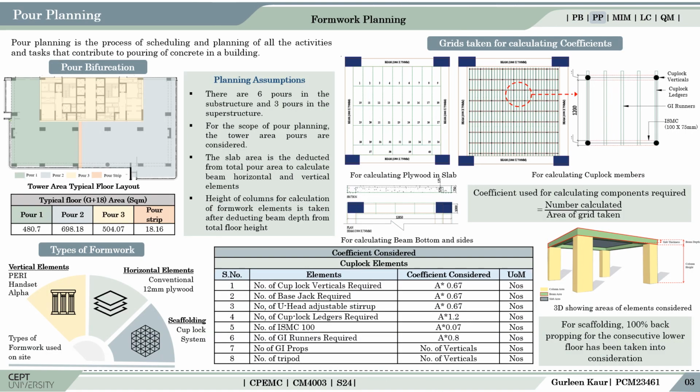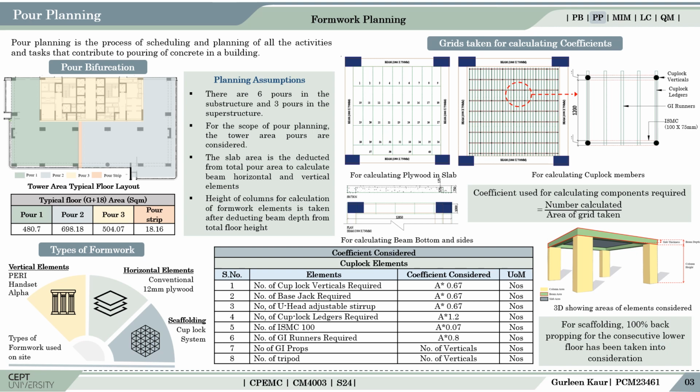Progressing to delve deeper into the content studied as a part of the studio, first up is the pour planning. It essentially involves organizing and coordinating all the necessary activities related to pouring concrete in a structure. In this section, formwork planning has been discussed in detail. There are a total of 6 pours in the basements and 3 pours in the typical floor layout, that is the tower area, the bifurcation of which is as depicted in the image.